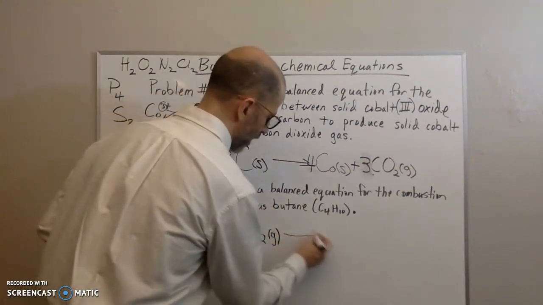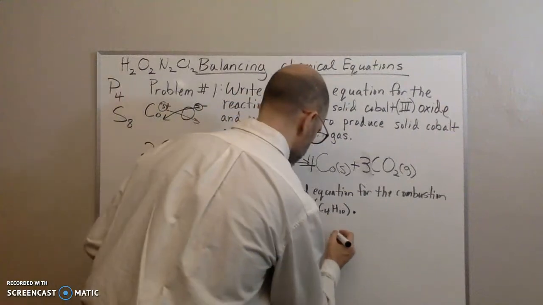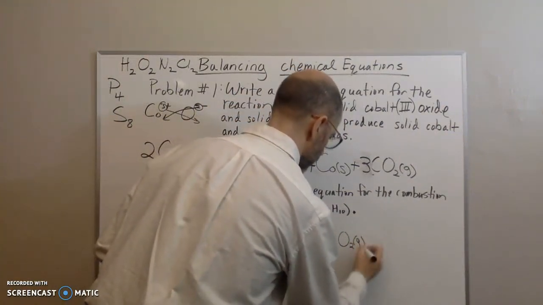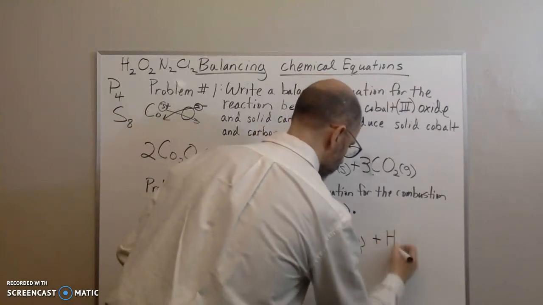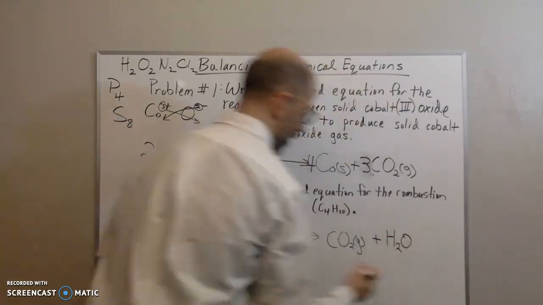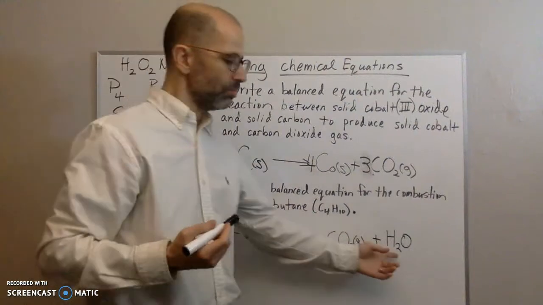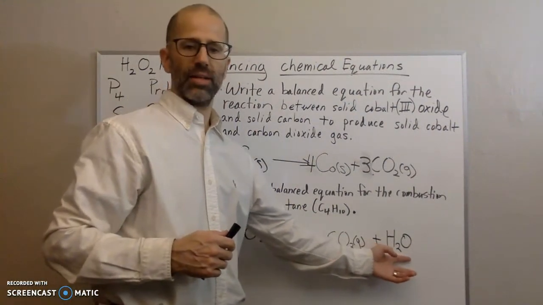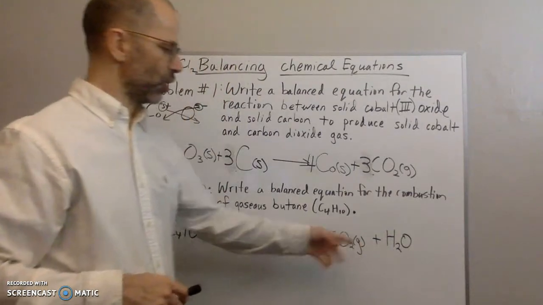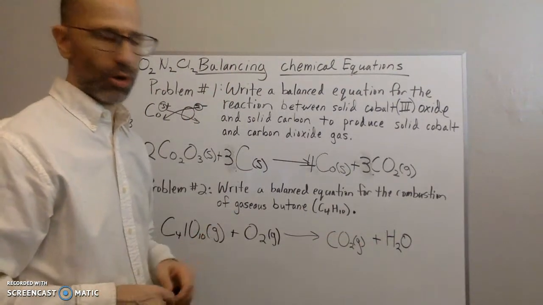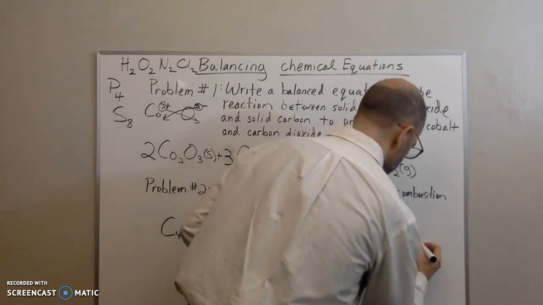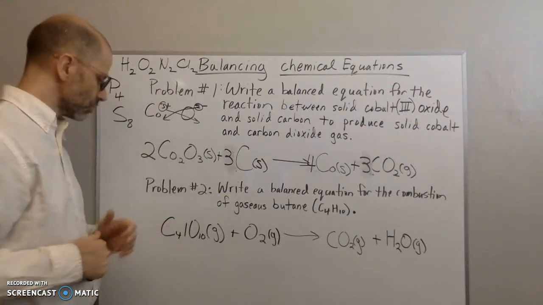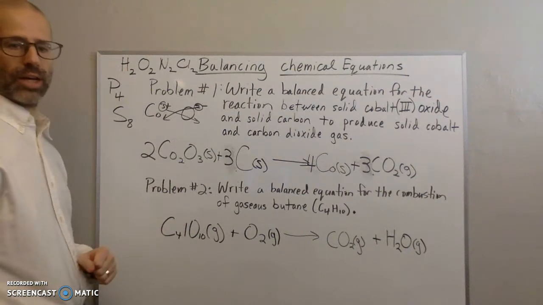Those two are going to react, and you're going to produce carbon dioxide gas and water. So you need to know the formulas for those. And then water, depending on your teacher, or depending on the problem itself, you can write it either as a liquid or a gas. So we can write it as a gas. Okay, so now we've got our equation.